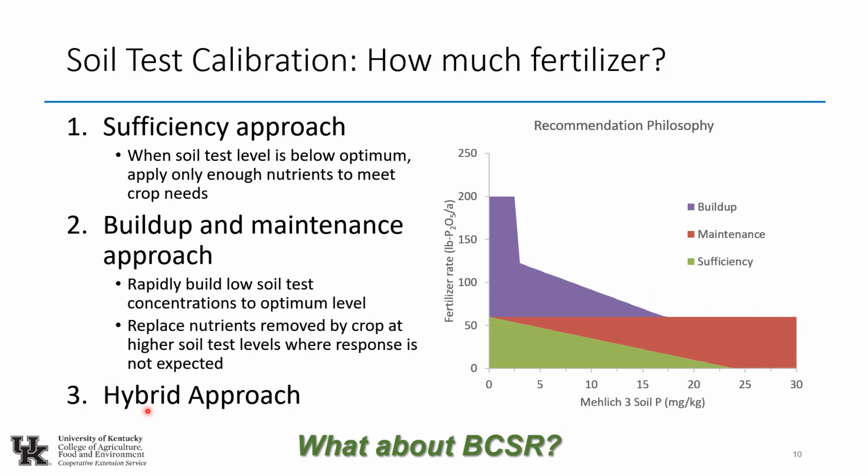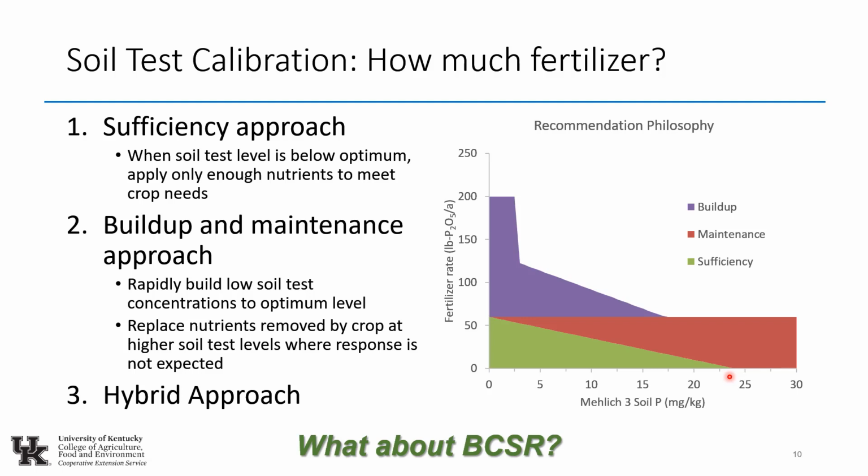So this hybrid approach kind of tries to find the middle ground. We have some build and maintenance to offset our uncertainty in what the exact sufficiency rate is, but we're not getting carried away with the total amount of buildup at the low end needed to drive soil test up. And I'll talk about that in a second because we've got to think about soil buffer capacity as well. Also, in this hybrid approach, we eventually go to zero. Hardly anyone is going to make a fertilizer recommendation when soil test levels are extremely high because that economically just does not pay off.